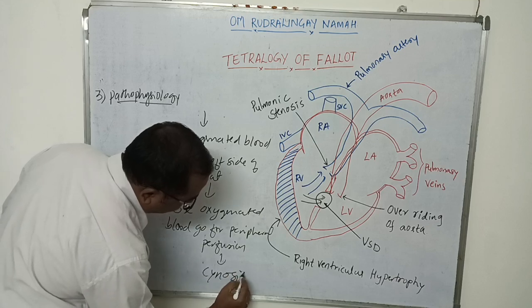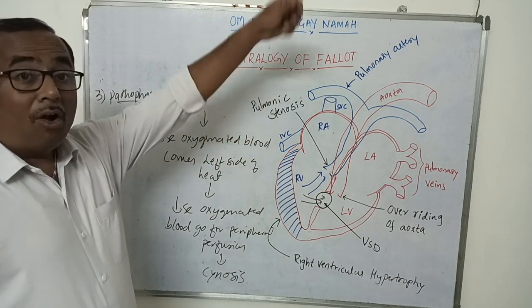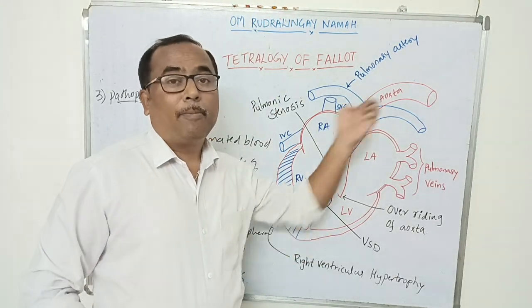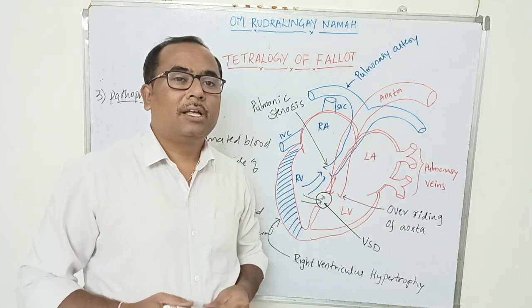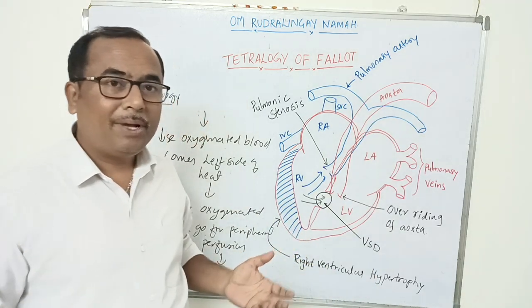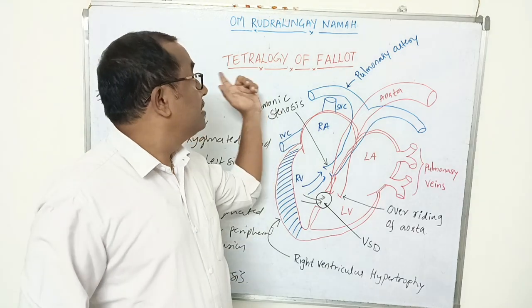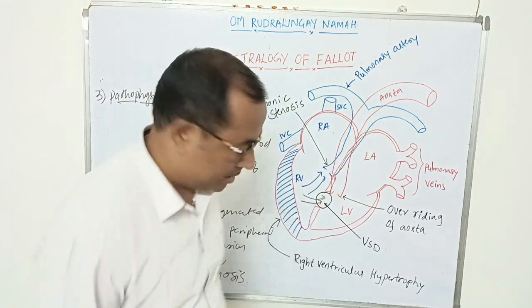Why cyanosis? Because a decreased oxygen concentrated blood goes for the peripheral tissue perfusion. So because of this, the baby will develop a cyanosis. That is why it is called cyanotic congenital heart disease.